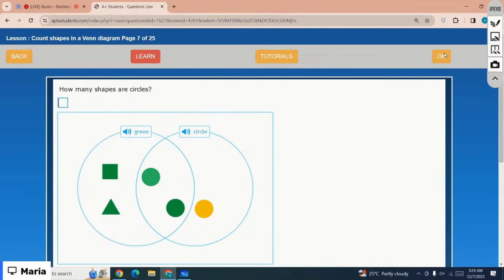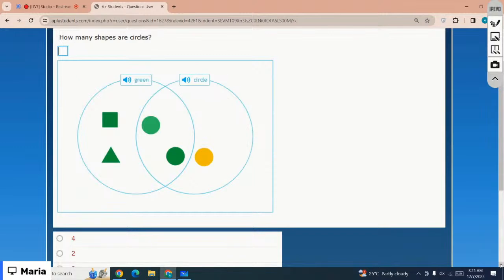How many shapes are circles? Guess how many shapes are circles. The correct option is yes, 3 of them are circles. The correct option is 3.